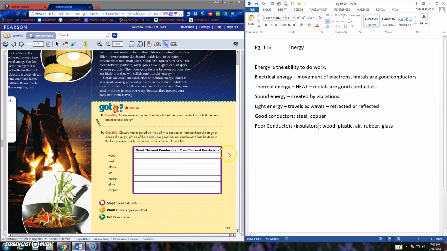So there's my answers. You don't have to write these in your journal. You really should already know this, plus you wrote it in your book. But the only two good conductors I see are going to be the two metals, steel and copper. Everything else, wood, plastic, air, rubber, glass, those are all going to be insulators or poor conductors.